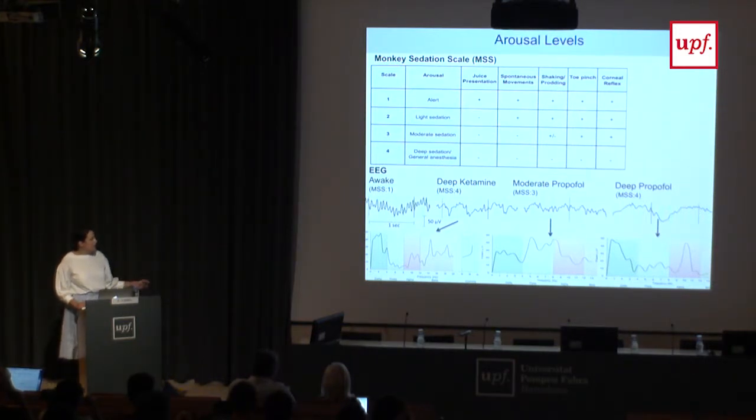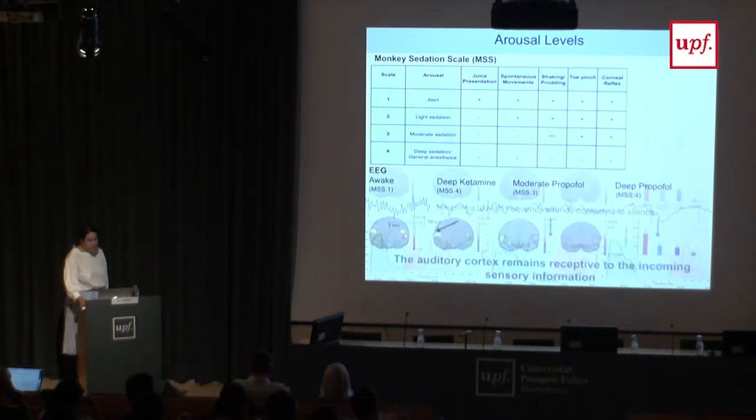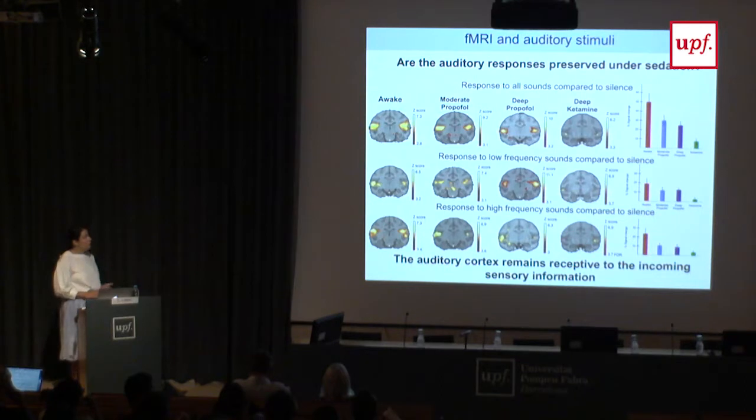And ketamine is quite different because it gives you rapid beta waves in the cortex, but also underlying delta waves on the cortex. So that's for the monitoring of this data.